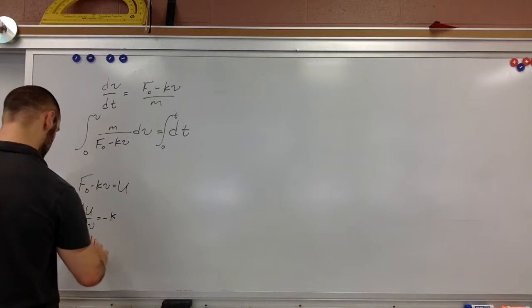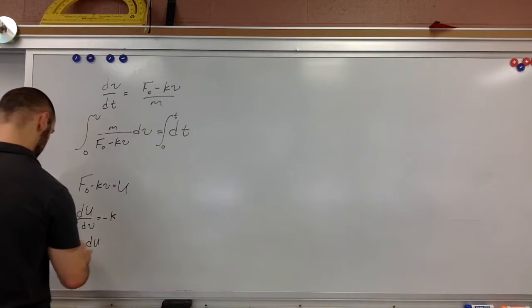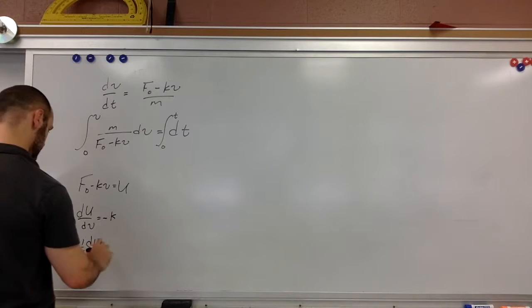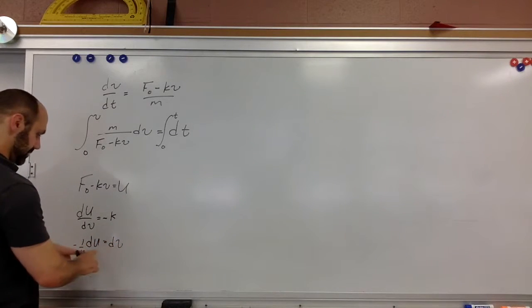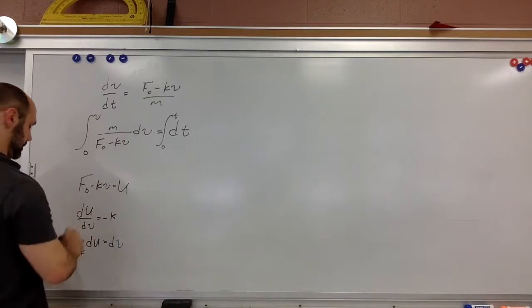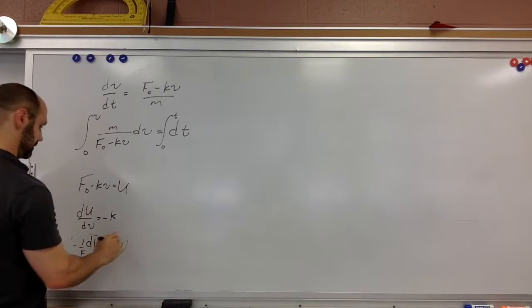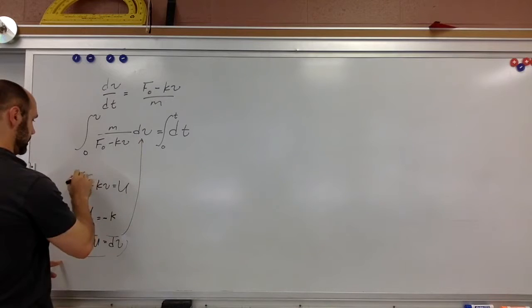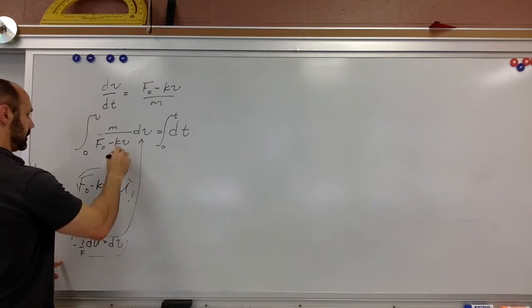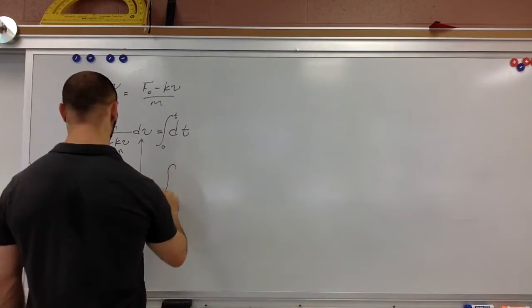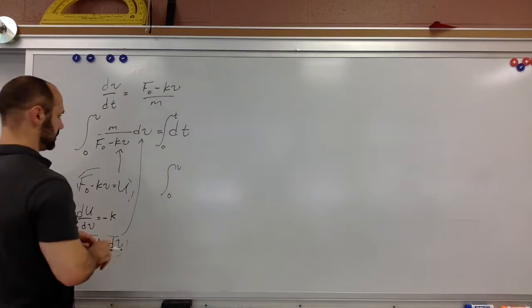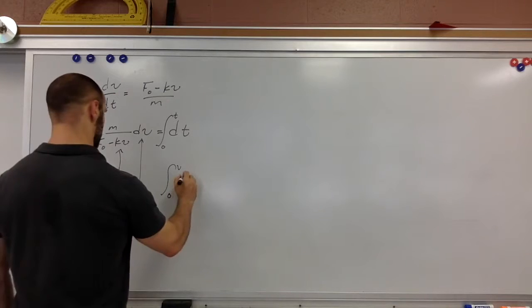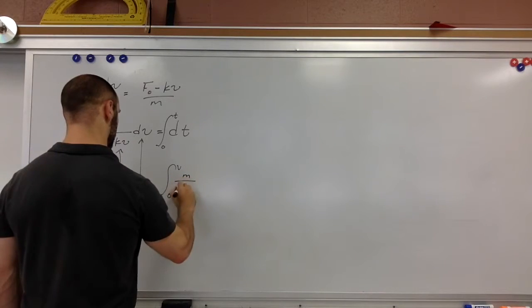That means that du, or negative 1 over k du, is equal to dV. Now I can substitute this in for dV. This will go in here, and this will go in here. So what does this new thing look like now? From 0 to V, whatever that later V is going to be, m over u.